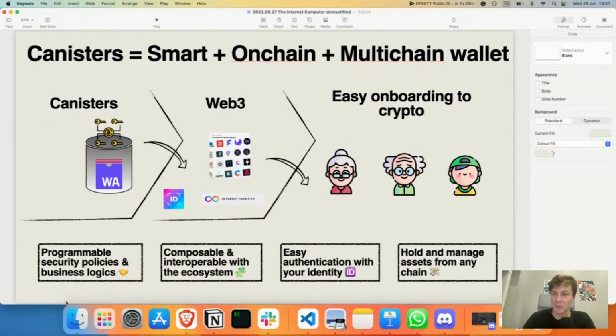And then it's also a canister like any other canister, and so you can connect other canisters around that. And so you can build a lot of services like subscription, maybe investment, automatic investment, automatic selling and buying of some of your assets, management for companies, and deals that are completely transparent and secure. That's very important. So easy authentication with your identity. We've seen that, and you can hold and manage assets from any chain. So that's my prediction. Canisters are going to be the next big wallet.